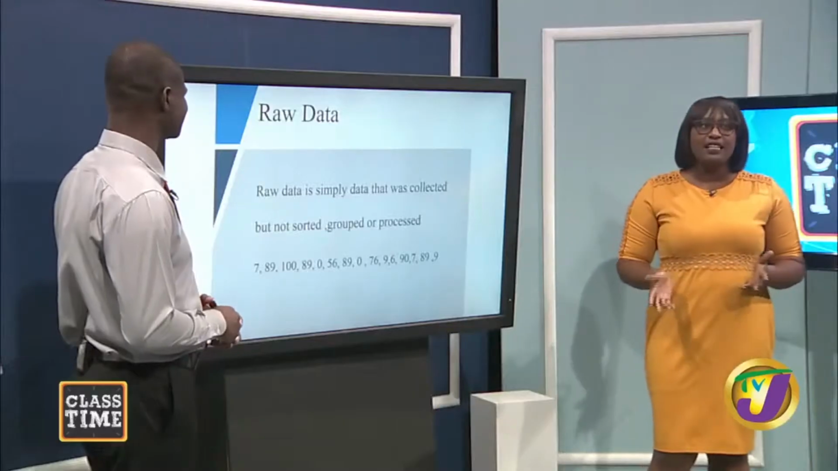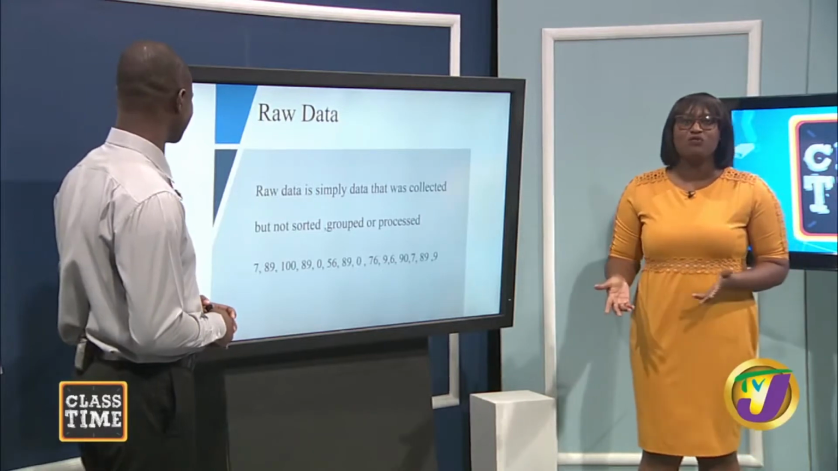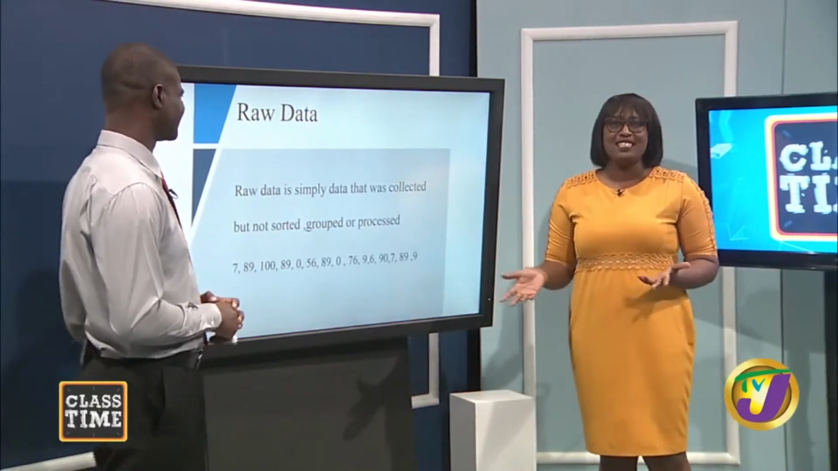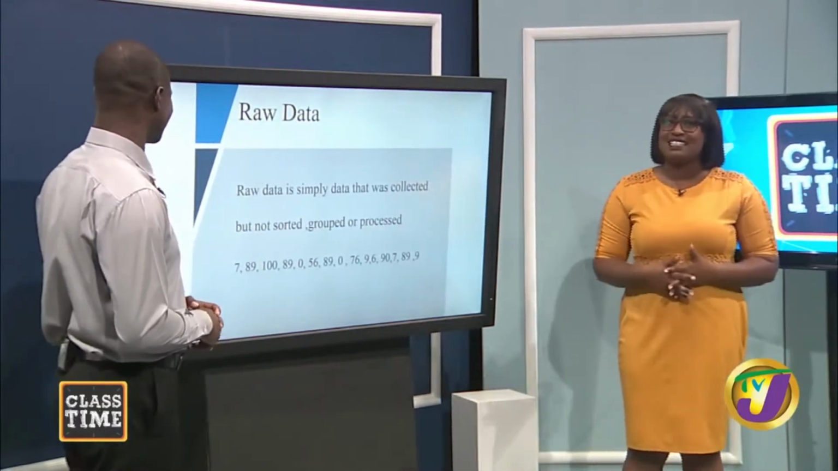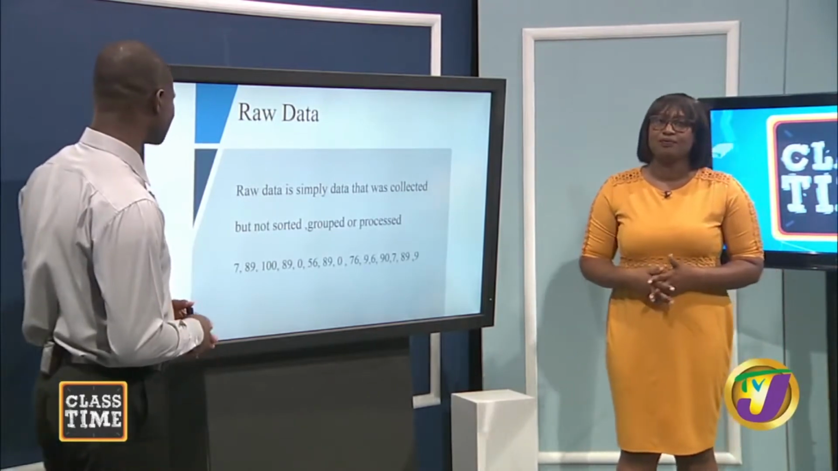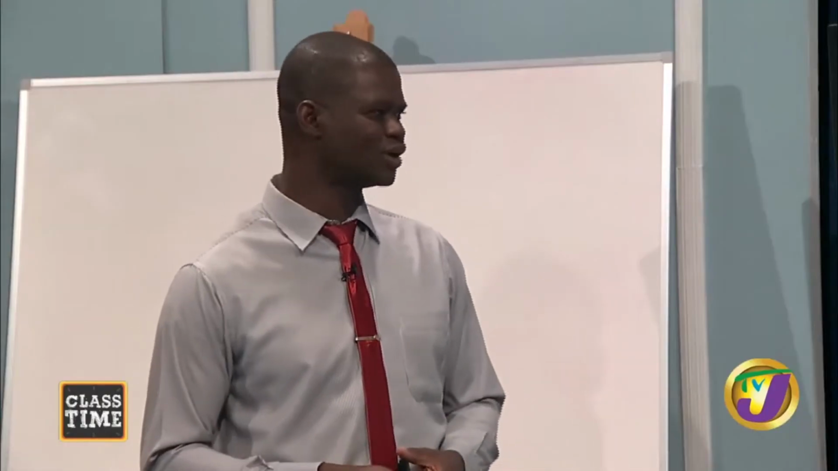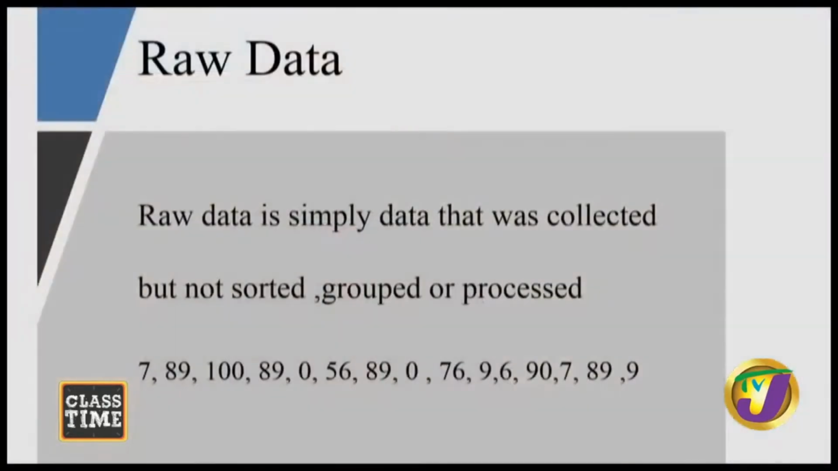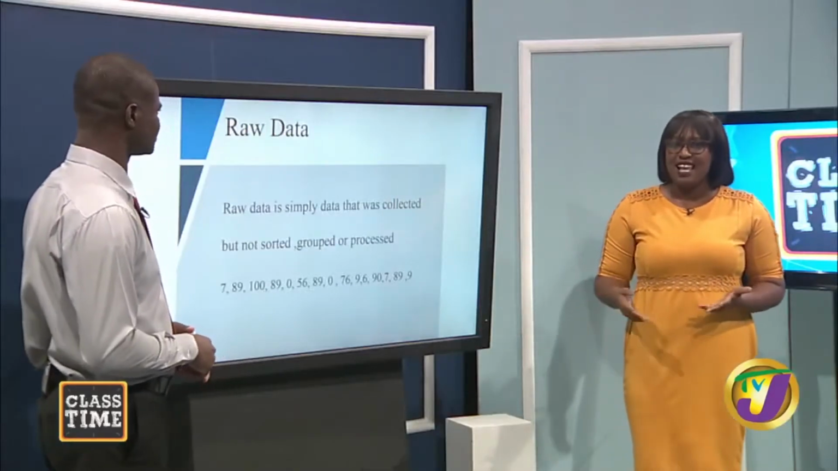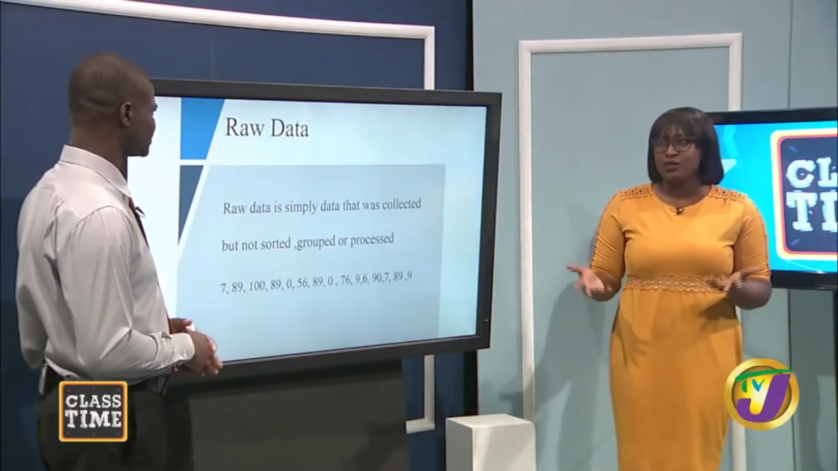All right, raw data. A lot of you have come across raw data in your investigations in doing statistics, right? What is that? Well, raw data is simply data that was collected but not sorted, grouped, or processed. So it's like uncooked data. If I went into a class, for example, and I just asked for the heights of students in the class, so I collect all the heights of those students, that would be my raw data, the uncooked data.